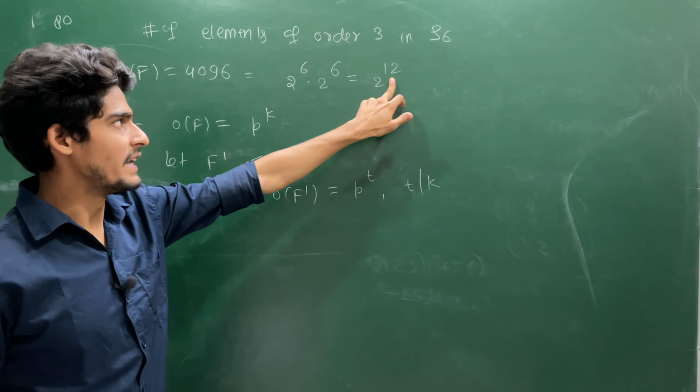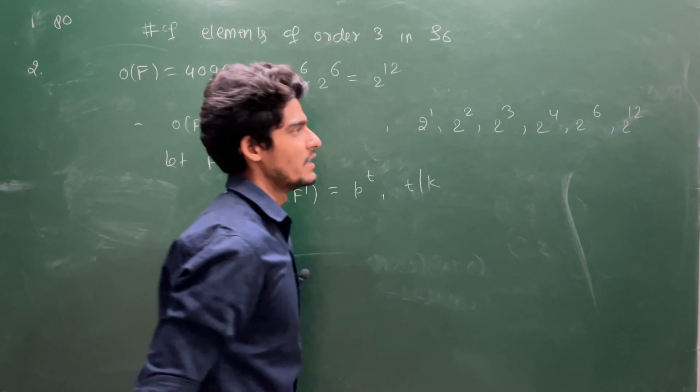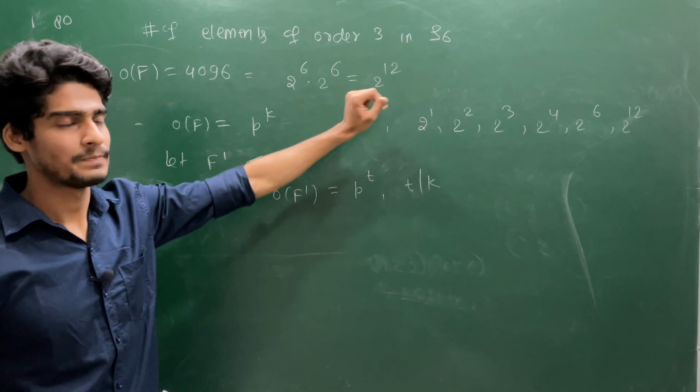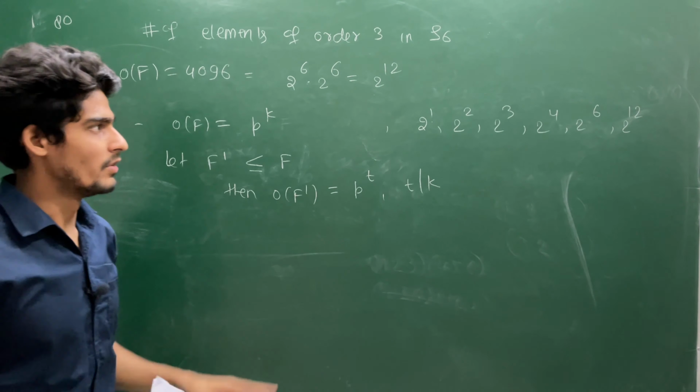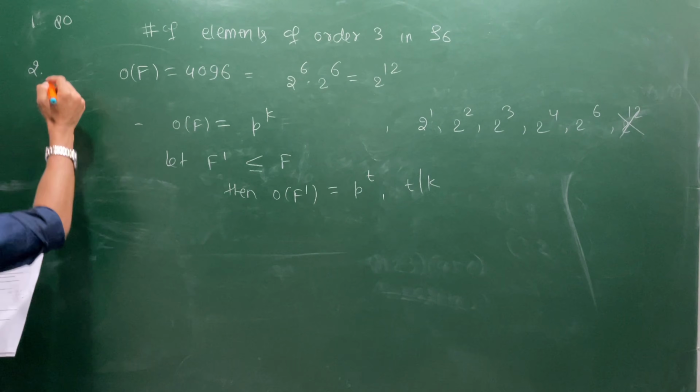So how many subfields are possible for this? The possible orders of subfields will be 2 power 1, 2 power 2, 2 power 3, 2 power 4, 2 power 6, 2 power 12, because 1, 2, 3, 4, 6, 12 are the possible divisors of 12. Now you need to count only the proper subfields, so you can remove the improper case. This will give you the field itself. So you will have 1, 2, 3, 4, 5 subfields which are proper. So the answer will be 5 for this.